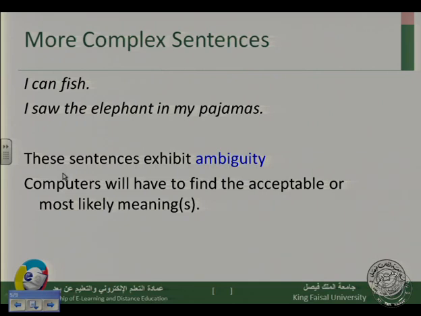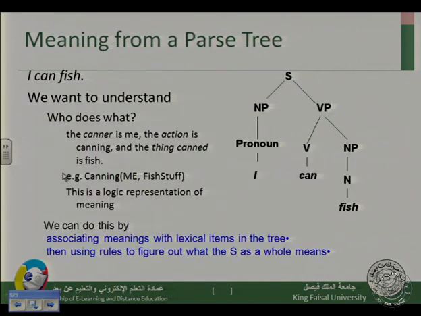These sentences exhibit ambiguity. Computers will have to find the acceptable or most likely meaning. How do we do this? We need to give some more information to the computer. So it's not enough just to tell the computer S is NP, VP. VP is verb and NP, like the previous slide. No, we need to add more information. These are called tags. We tag the sentence to the computer so they can understand these sentences.